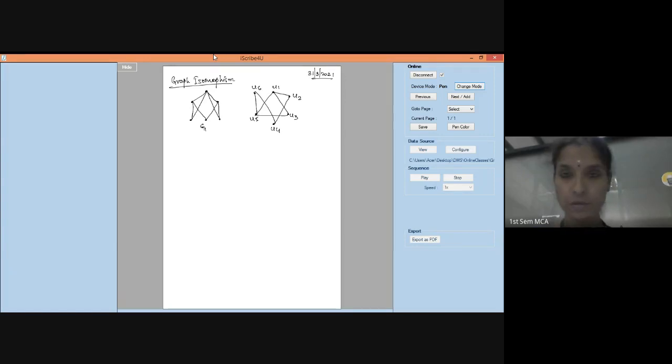U6. Okay, this I have not named. V1, V2, V3. This is V4, V5, V6. So these are the two graphs. Now we have to check whether these two graphs are isomorphic or not.